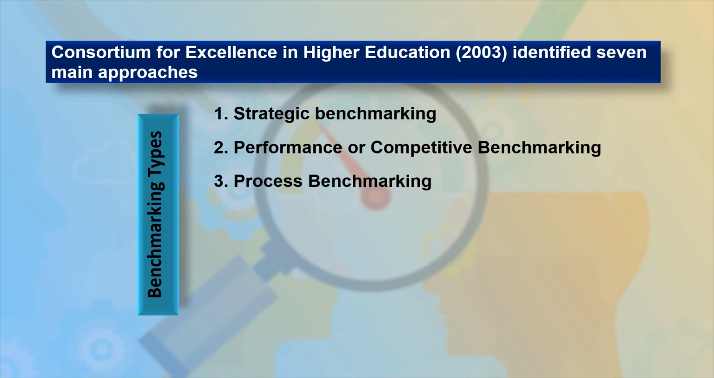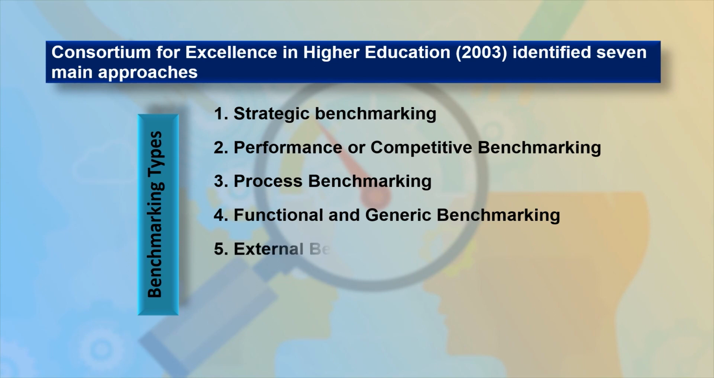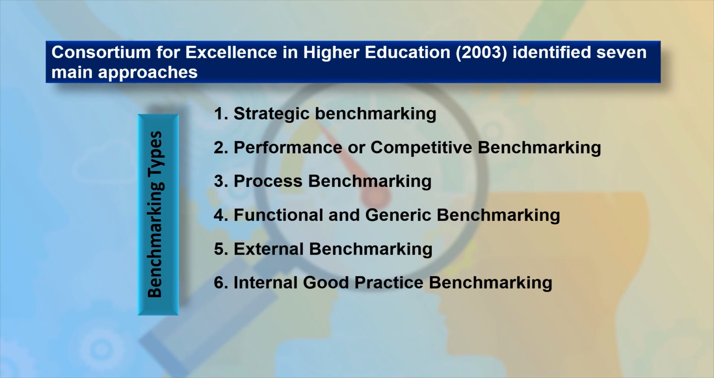Then number 3, process benchmarking. It focuses on specific operations like inquiry management, enrollment or timetabling, etc. The 4th one is functional and generic benchmarking, which involves partnerships of organizations drawn from different sectors that wish to improve some specific activity or process. Then 5th one is external benchmarking, which enables the comparison of the organizations, functions and key processes against good practice organizations. The 6th one is internal good practice benchmarking and the 7th one is international benchmarking.